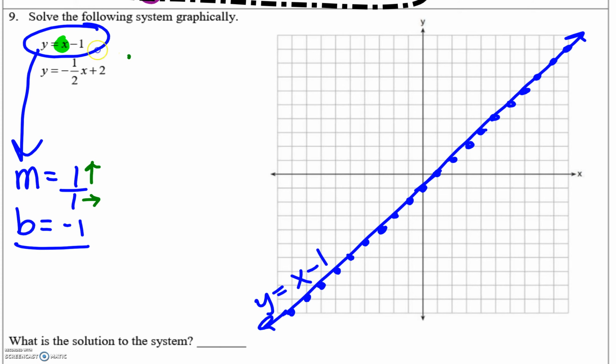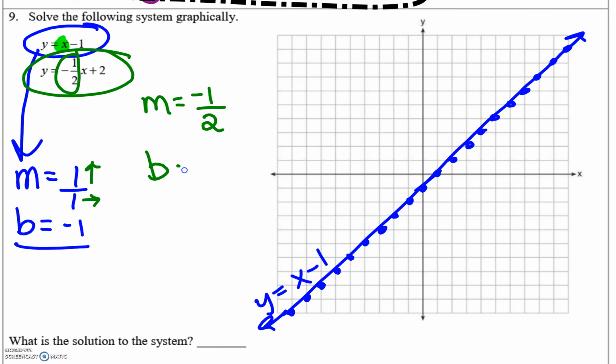Then for the second equation, y equals negative 1/2 x plus 2, I'm going to do the same thing. My m equals negative 1/2. I usually put the negative sign with the top number because it tells me how much to go up or down. And my b tells me where to begin, which is 2. So I begin at 2 on the y-axis since that is my y-intercept. And my slope tells me to go down 1, right 2.